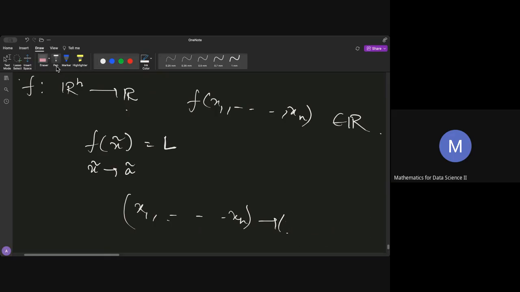If it's a tilde, it will be when x1, this variable, comes close to a1, the second variable comes close to a2, and the nth variable comes close to an. Then where does our function go? Where does this thing go?